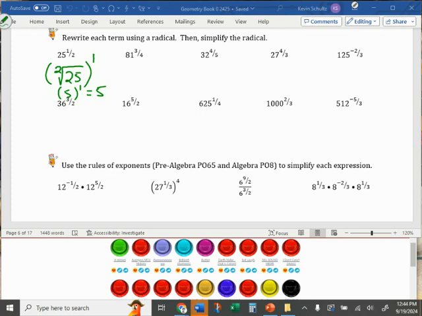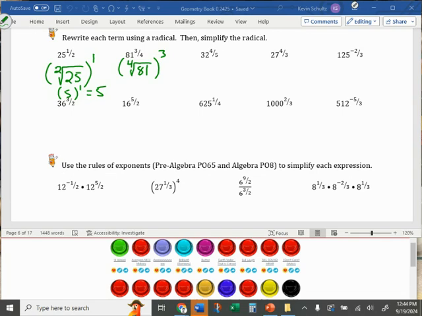81 to the 4/3 power. What goes under our root? 81. What's the degree of the root? 4. All that is being taken to the 3rd power. 3. Do we see how this works? Yes.